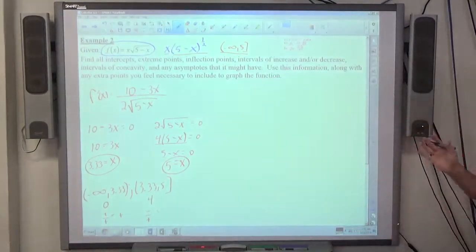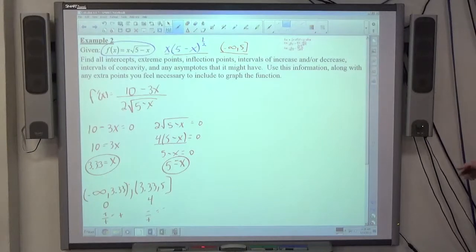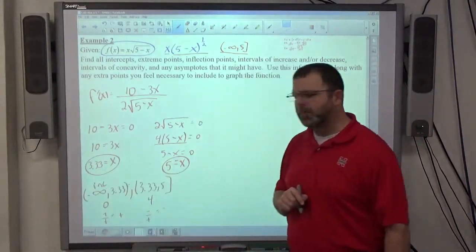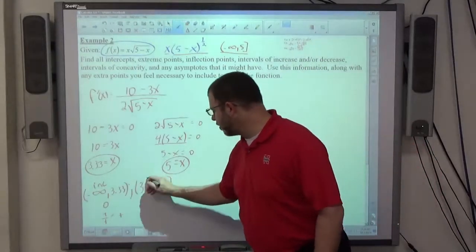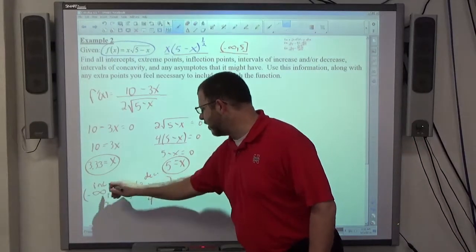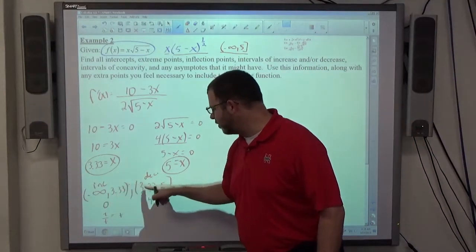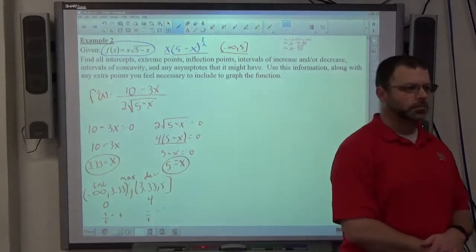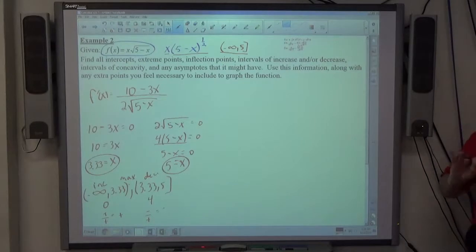So I can see right off the bat, just for my first derivative, it's increasing all the way to 3.33. Then it starts decreasing until it gets to 5, and then it stops. And if it increases, then decreases, it's going to hit a maximum value at the critical number. That's everything I can do with the first derivative.